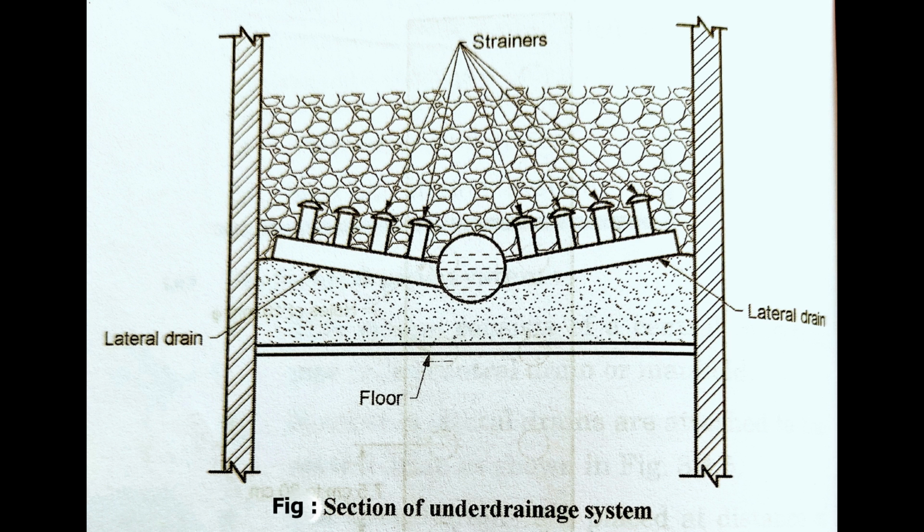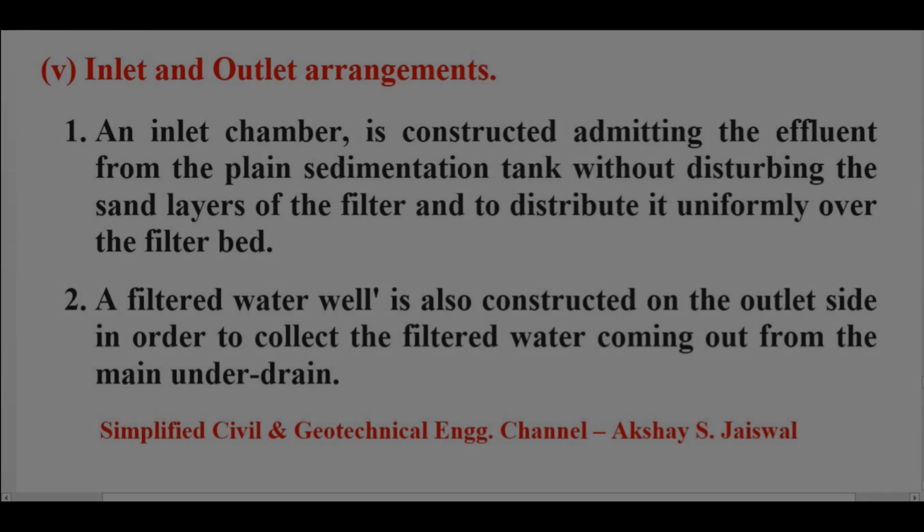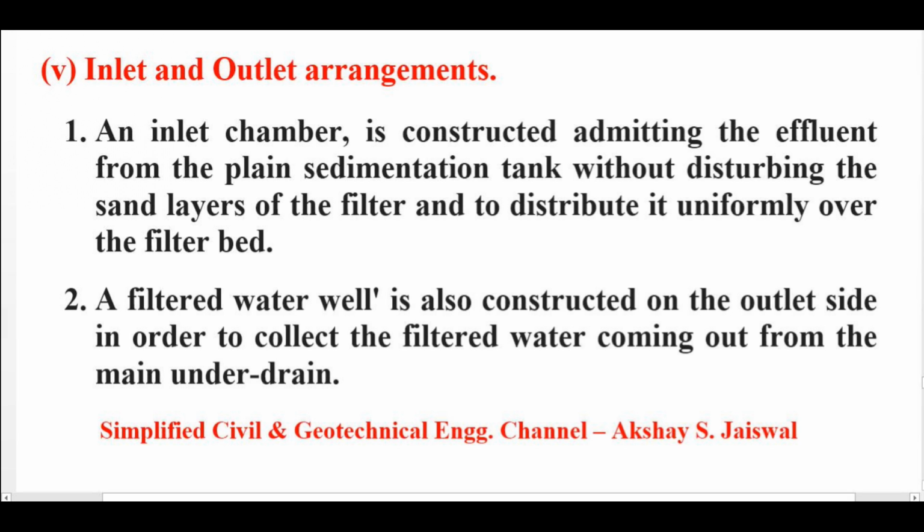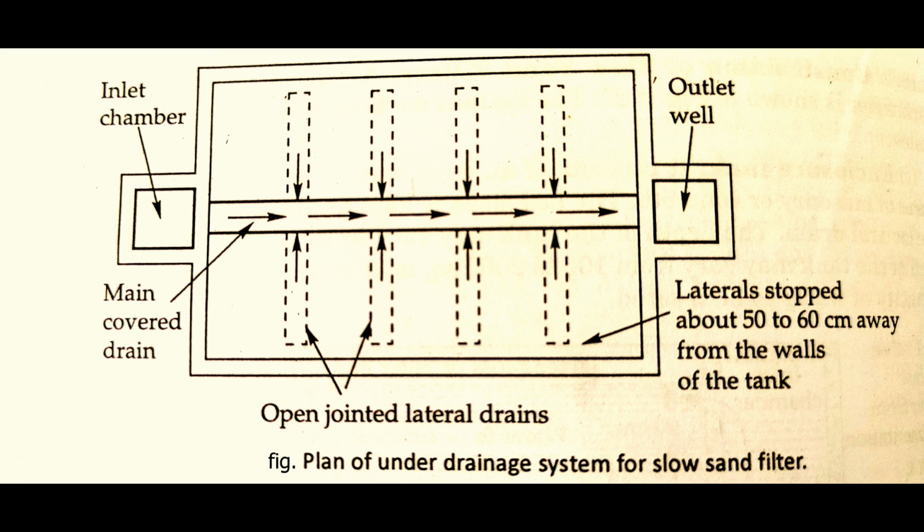Our next point is inlet and outlet arrangement. Point number 1, an inlet chamber is constructed admitting the effluent from the plain sedimentation tank without disturbing the sand layers of filter and to distribute it uniformly over the filter bed. Point number 2, a filtered water well is also constructed on the outlet side in order to collect the filtered water coming out from the main under drain.